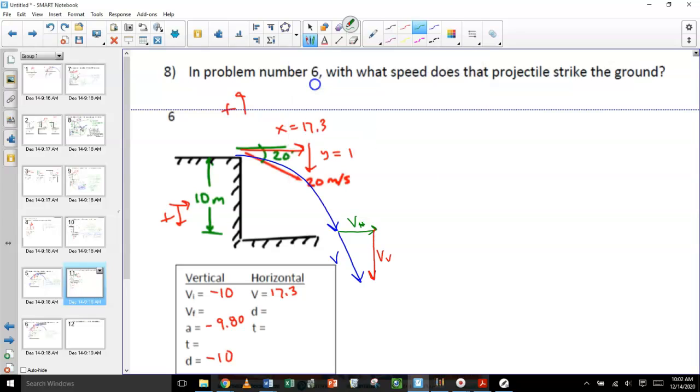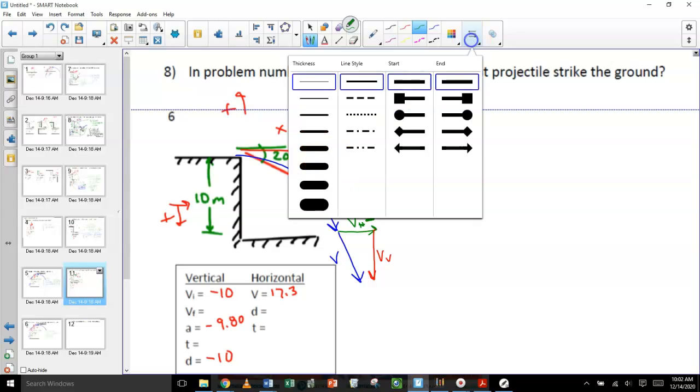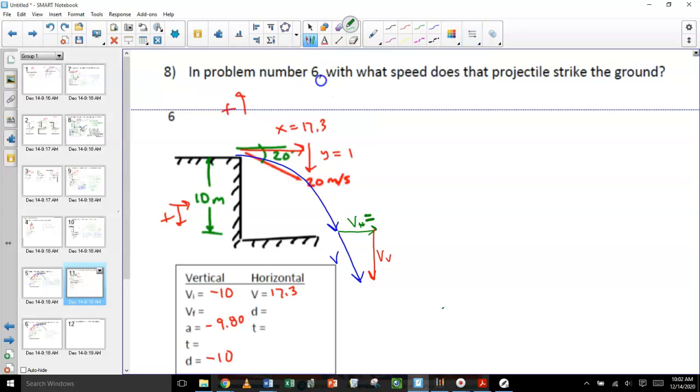So horizontally, the velocity is the same as it was at the beginning, 17.3. Vertically, it's this right here. Whatever this is, that's the vertical component of the velocity. We'll end up doing the Pythagorean theorem, a squared plus b squared equals c squared, to find our final answer. So let's find VF. I think we actually found it in the last problem that we did.